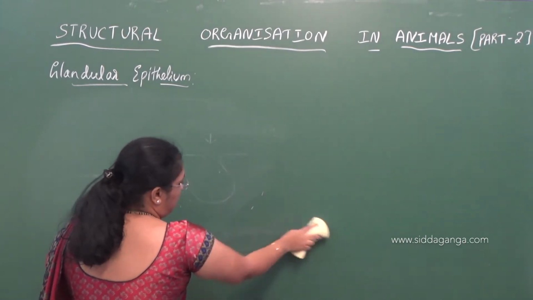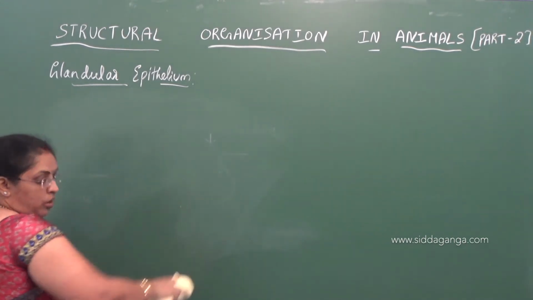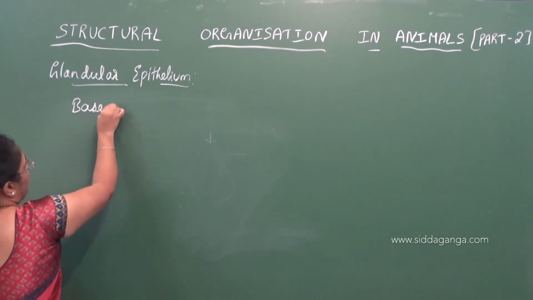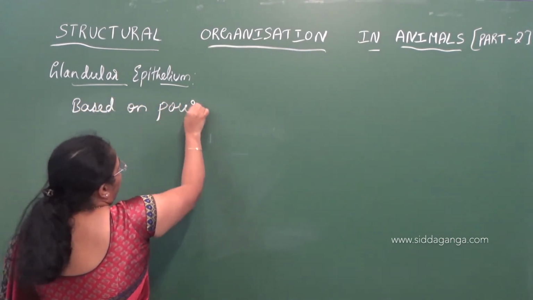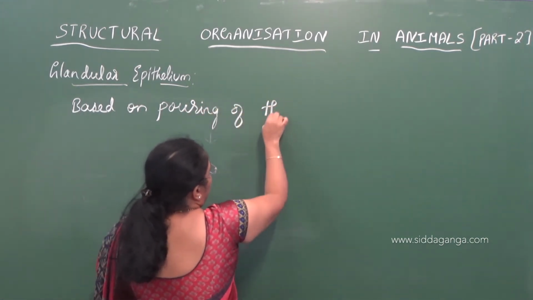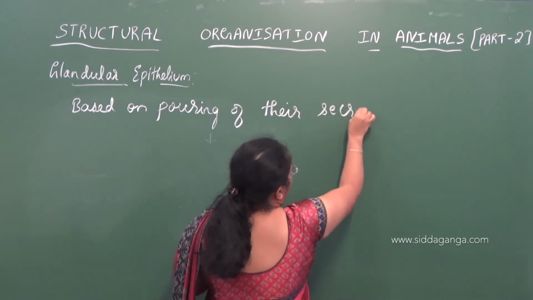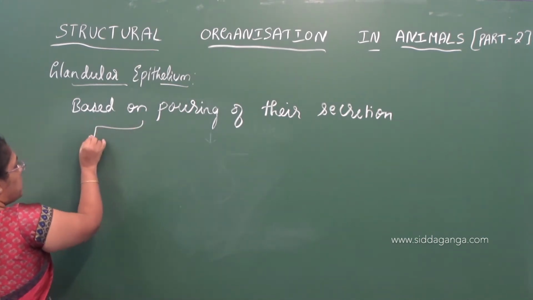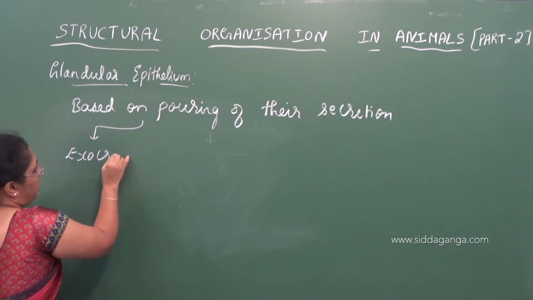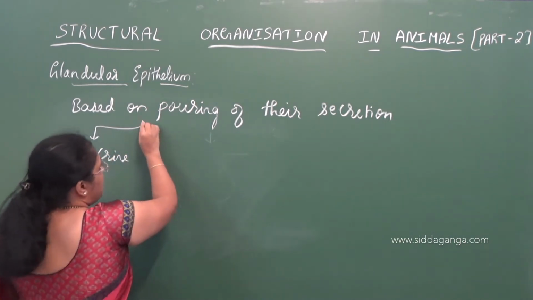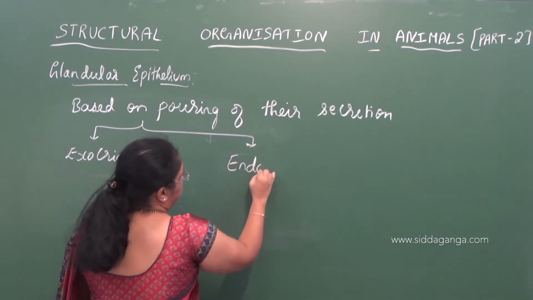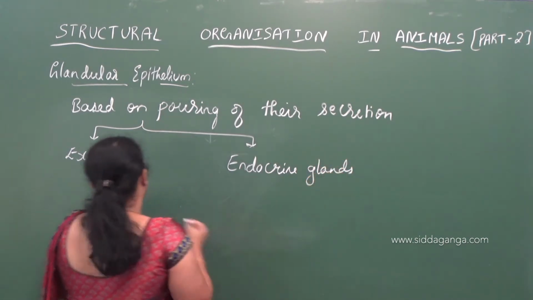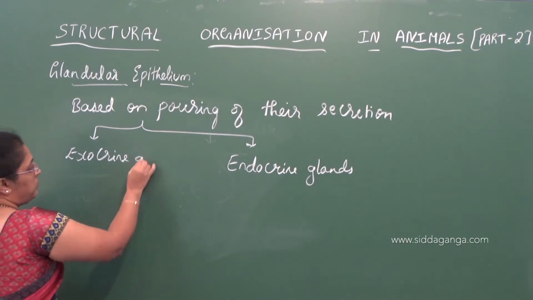Then, based on the mode of releasing their secretion, or based on the pouring of their secretion, the glands are again classified into two types. One is exocrine gland, another one is endocrine gland. Exocrine glands and endocrine glands.